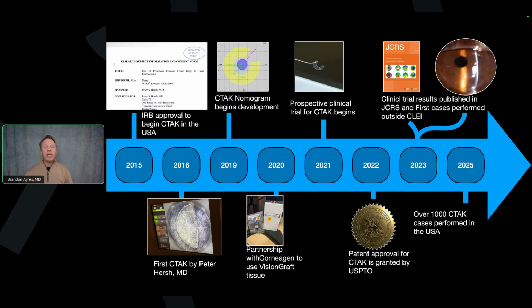2015 was the initial IRB to start working on the process for CTAK. In 2016, the first procedure was done. By 2019, we were getting more and more progress with the nomogram, and 2020 was the partnership with Corneal and Vision Graft.